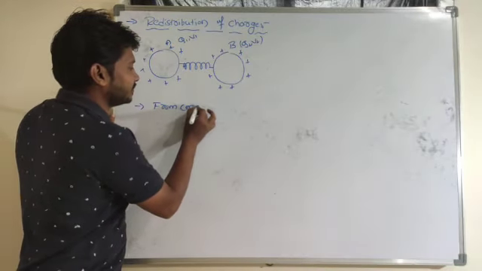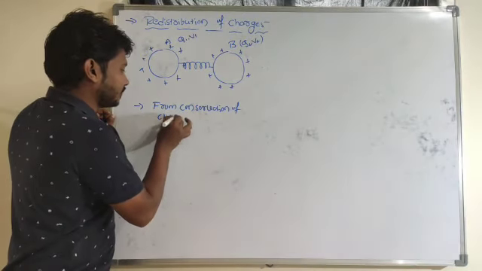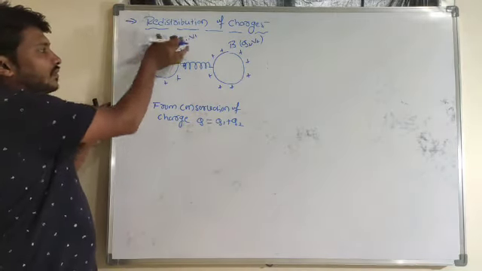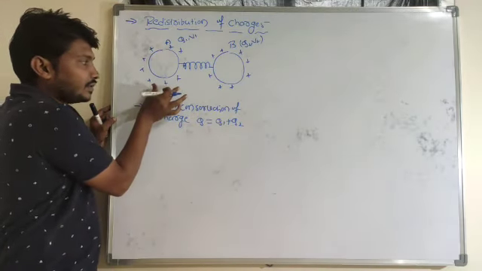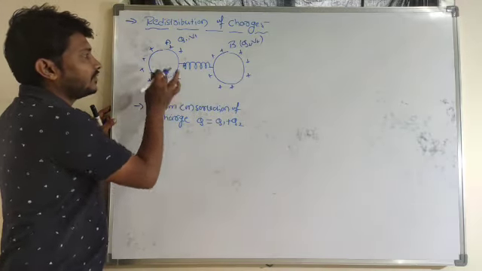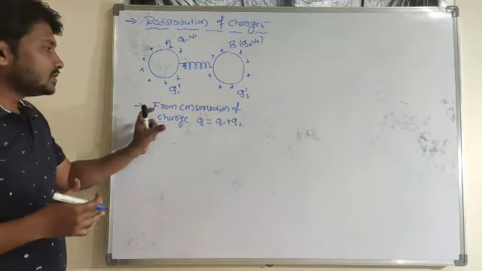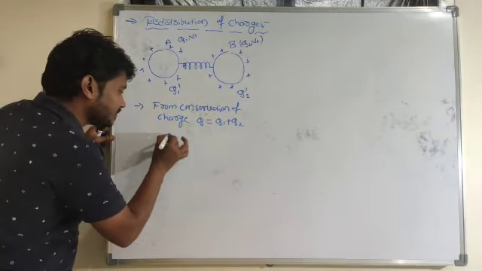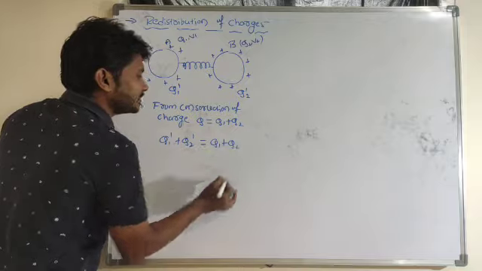From conservation of charge, total charge Q is equal to Q1 plus Q2. For example, here 10 coulomb of charge is present, and here 5 coulomb is present. The excess charge will flow from one body to the other. Let the charges on the two bodies after connecting be Q1 dash and Q2 dash. From conservation of charge, Q1 dash plus Q2 dash is equal to Q1 plus Q2.